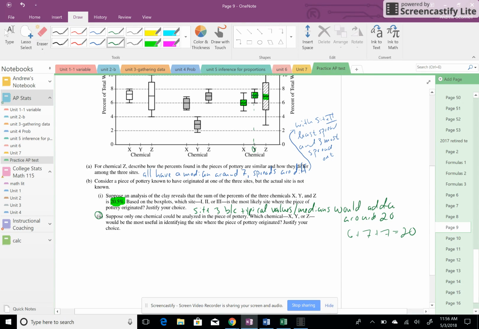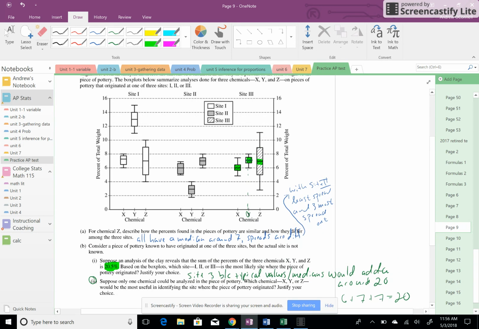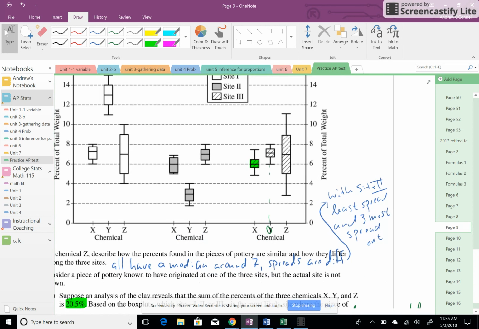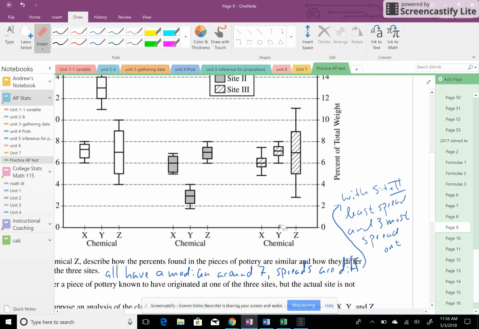So on to B part 2. Suppose only one chemical could be analyzed in the piece of pottery. Which chemical, X, Y, or Z, would be the most useful in identifying the site? So looking up here again, which one is going to be the most useful? If you look at all of the X's, most of the X's are pretty much the same, with typical values at 6 or maybe about 7. They're not very spread out.